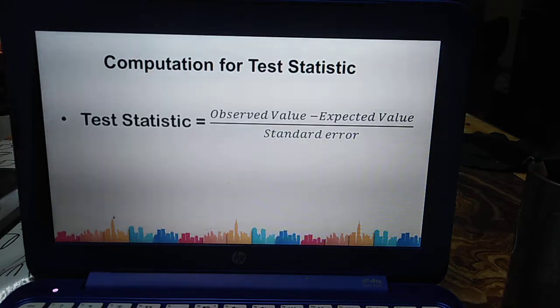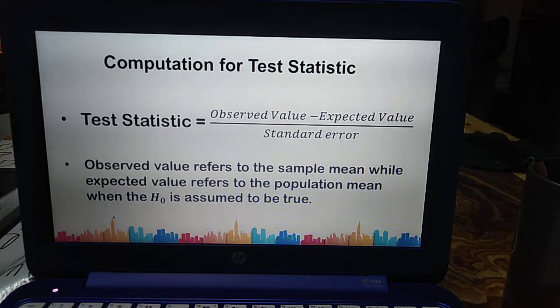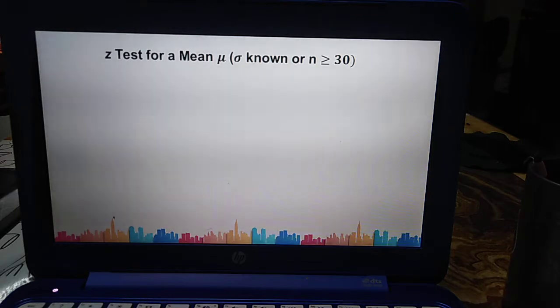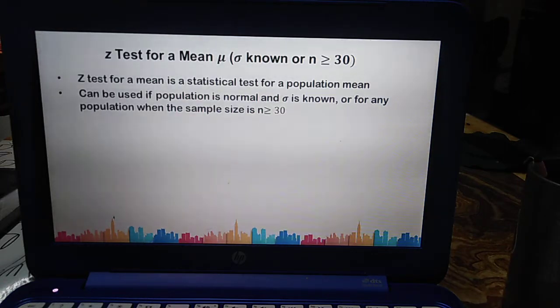So the computation for the test statistic is equal to the observed value minus the expected value divided by the standard error. Observed value refers to the sample mean, while the expected value refers to the population mean when the null hypothesis is assumed to be true. Now, we make use of the z-test for a population mean if the population standard deviation is known, or if the number of data that we have is greater than or equal to 30.